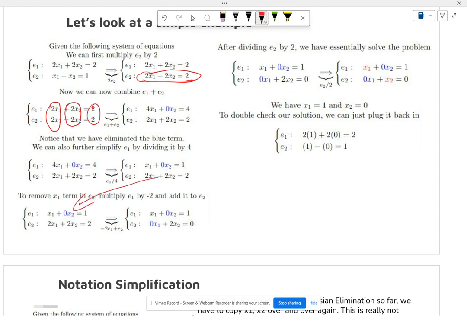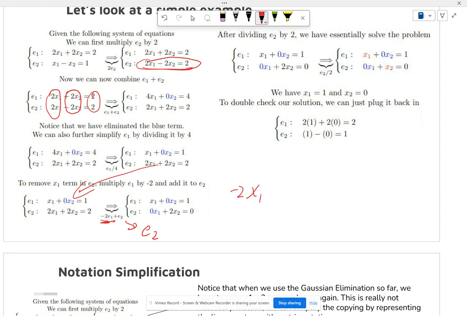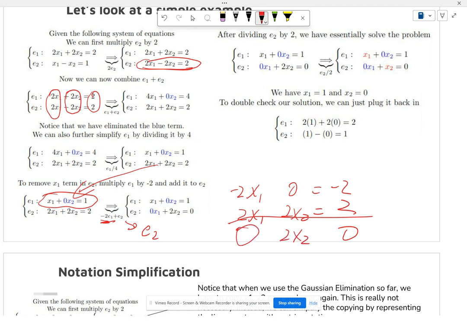Okay, now let's copy this again. What do we do next? Well, I'm going to multiply E1 by minus 2 and then add E2. And that's going to give me the new E2. So let's see. Minus 2 x1, and then 0, equals minus 2. If I multiply by minus 2 here and add to E2, 2x1, 2x2 is equal to 2. So that's 0, 2x2, 0. So this is going to be the new E2 right here.